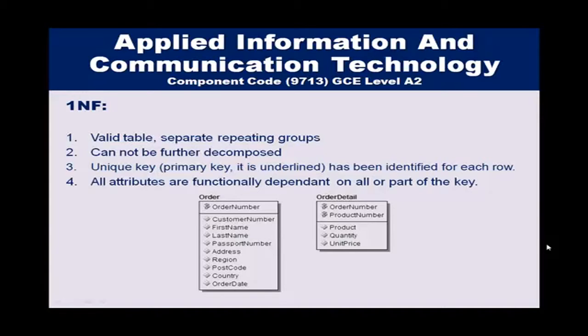So you can see the tables. I'm going to explain it now. Now you can see that we have an order table and an order details table. Now you can see the order number is underlined as the key. Here you can see the picture of the key. And you can see the order detail with the 2 keys.